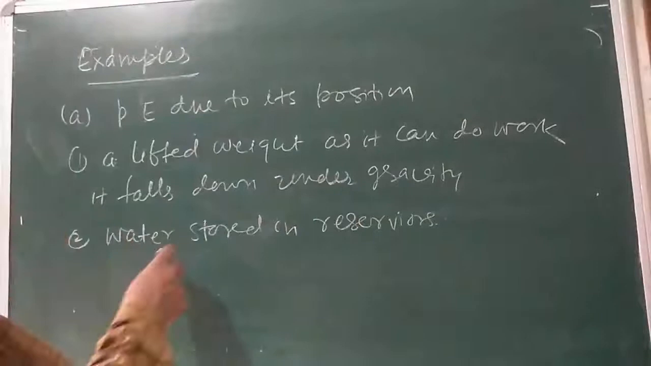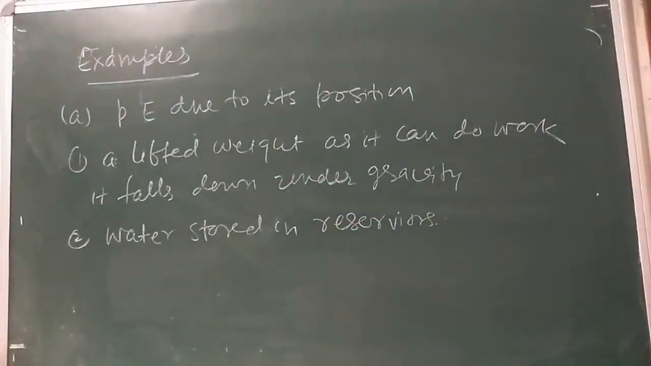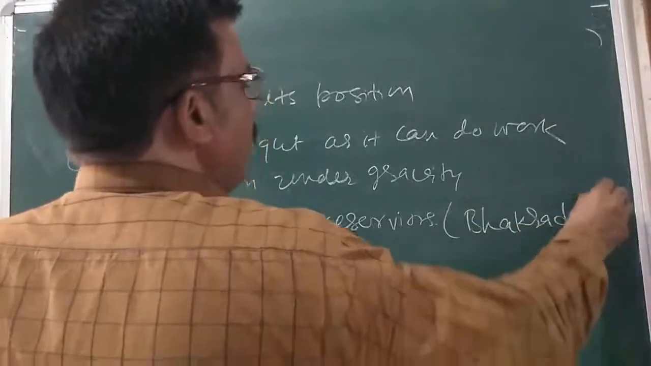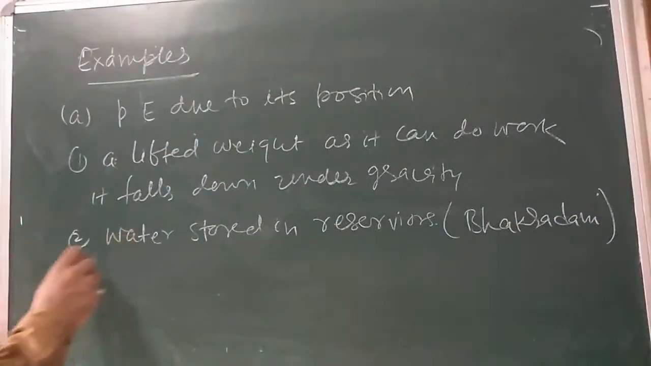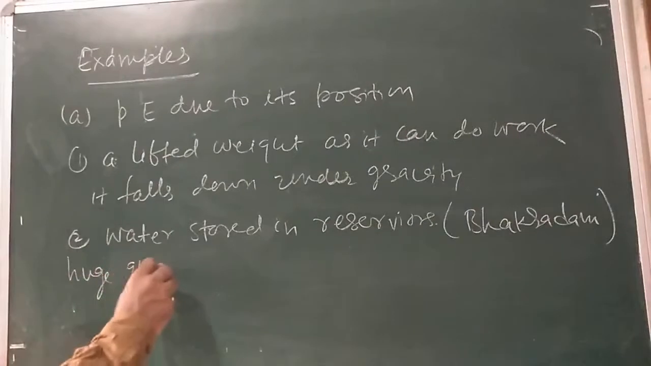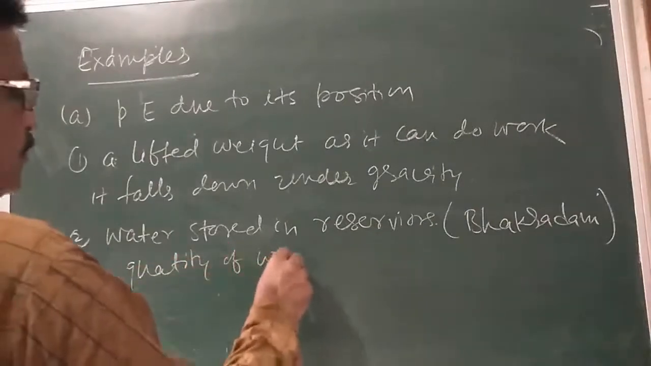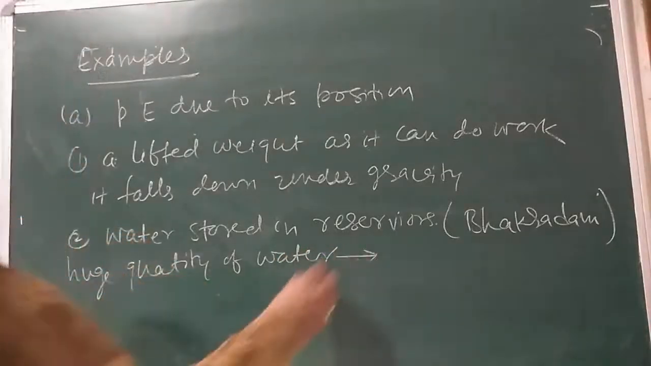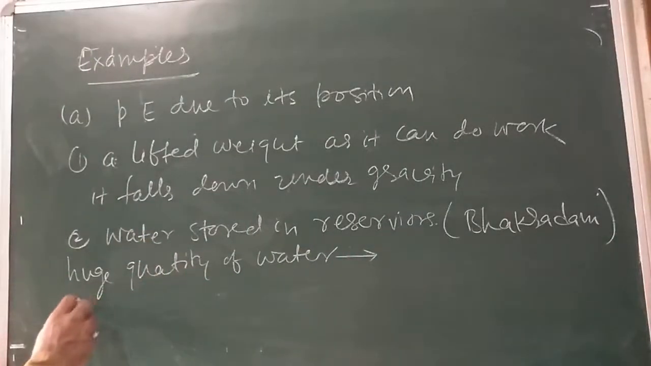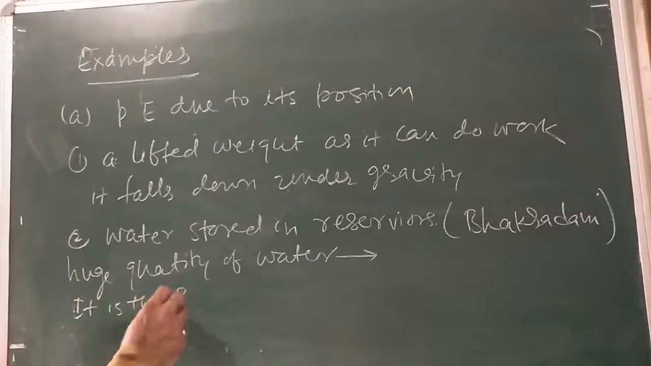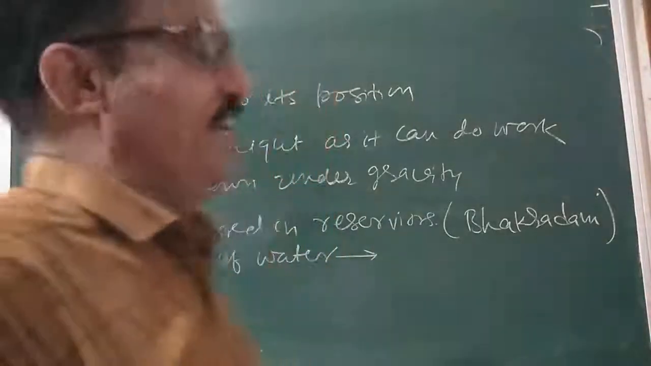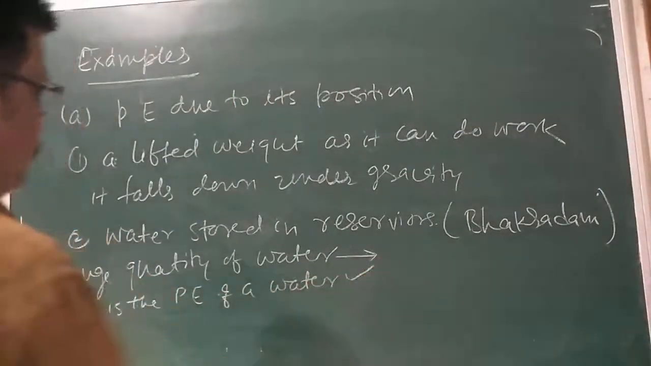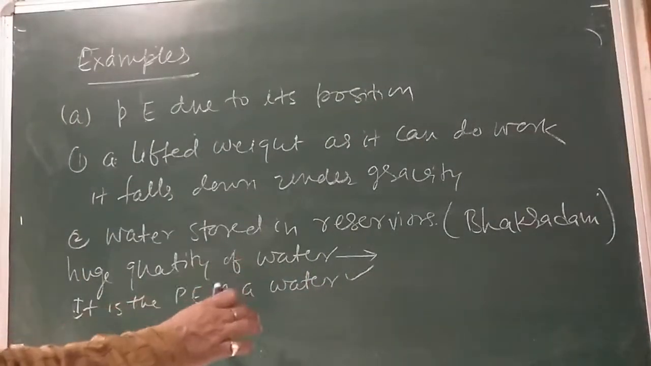So write down here: water stored in reservoirs at Bhakra Dam. We know it very well. A huge quantity of water is stored here. It is the potential energy of the water. Which type of energy is it? Potential energy. It is the potential energy of water, which generates electricity for us.